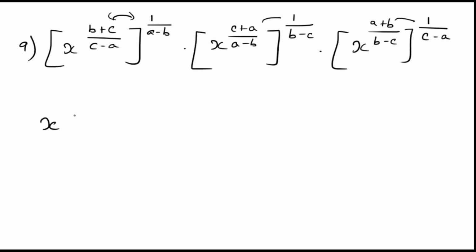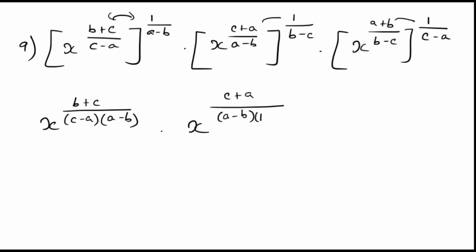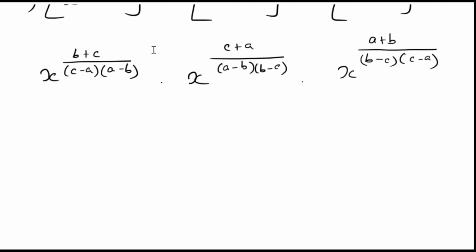So after multiplying, you'll get x to the power (b plus c) divided by (c minus a) into (a minus b). Here you'll get x to the power (c plus a) divided by (a minus b) into (b minus c). And here x to the power (a plus b) divided by (b minus c) into (c minus a). Now since the bases are same, x and x, the powers can be added.